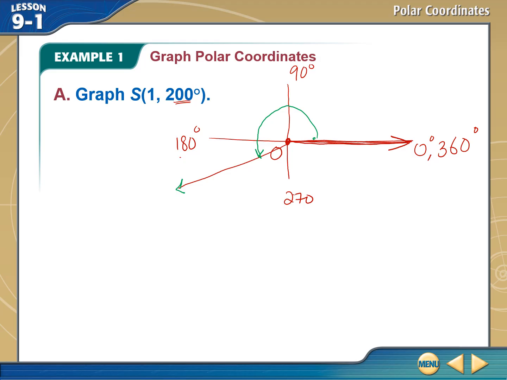Now 1, right? So let's make some points over here. Where is the first point? The first point is here. So at this point you have to write 1, 200 degrees.